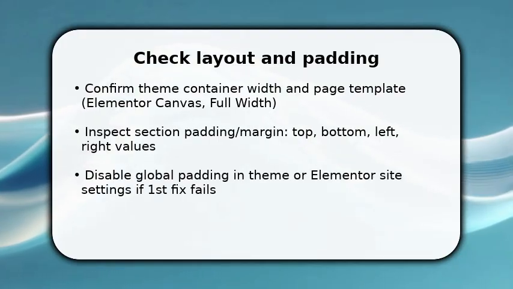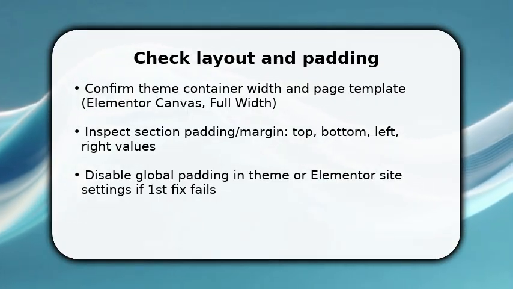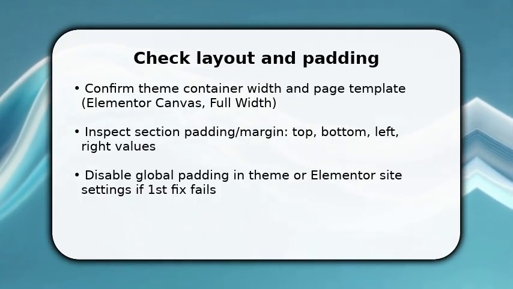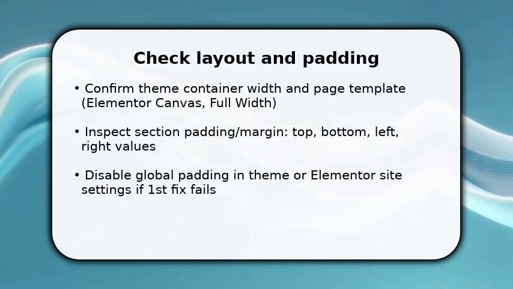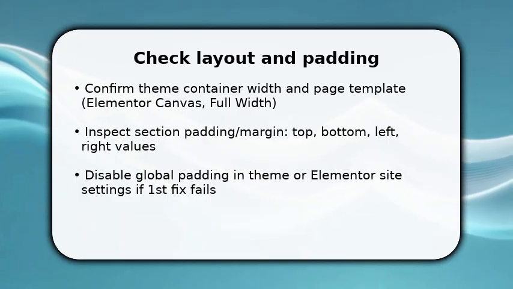You begin by confirming the environment. Choose an Elementor-compatible page template like full width or canvas so the builder controls spacing. Next, open the section settings and inspect padding and margin values. Often a stray 20 or 40 px is the culprit. Once done, set both padding and margin to 0 to see immediate change.